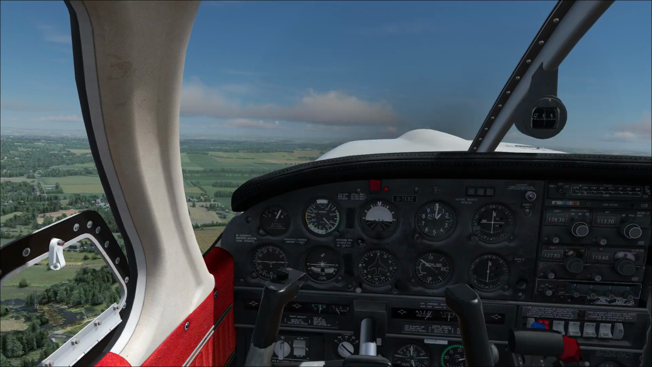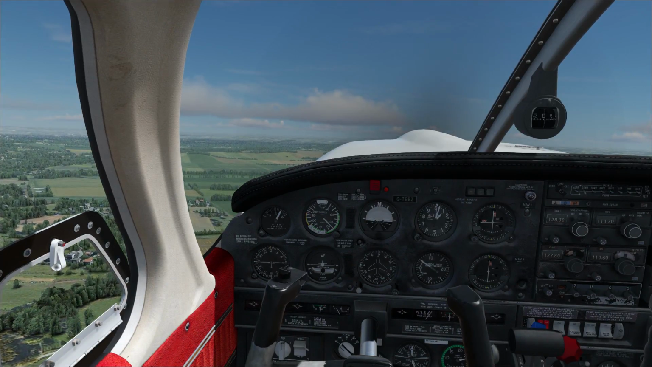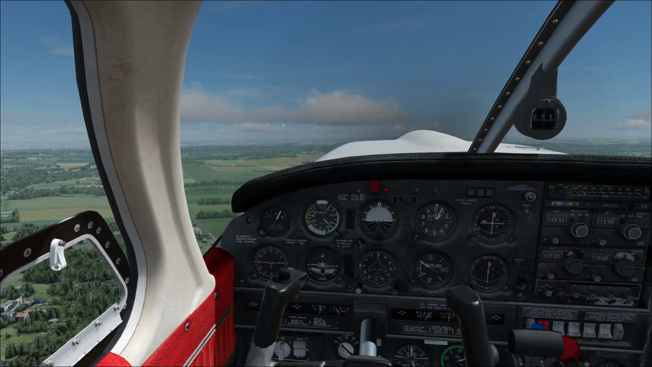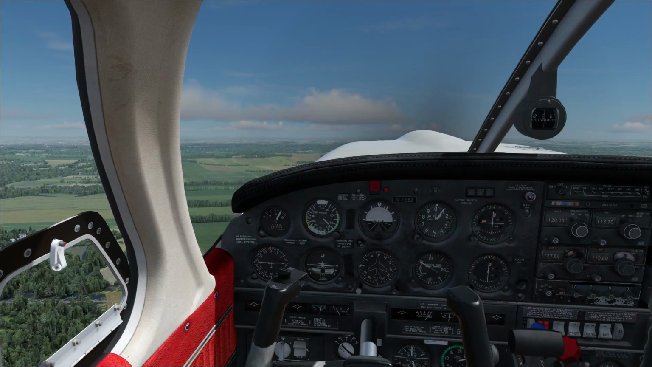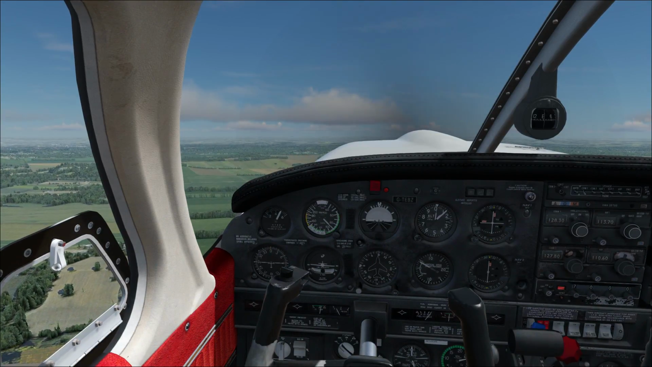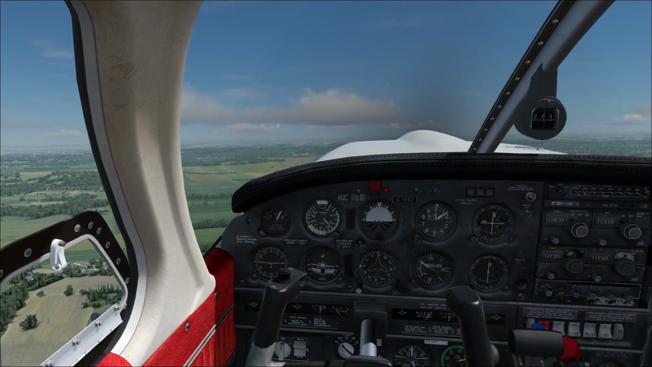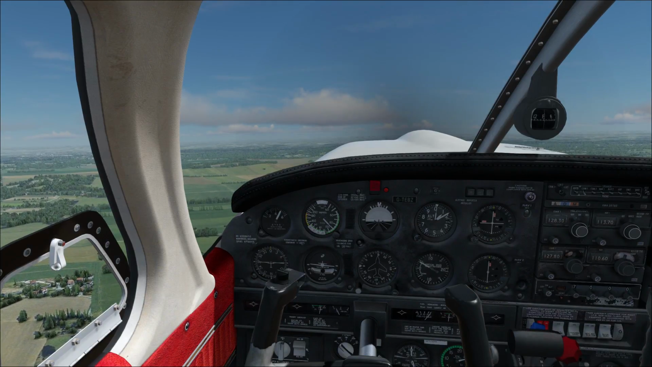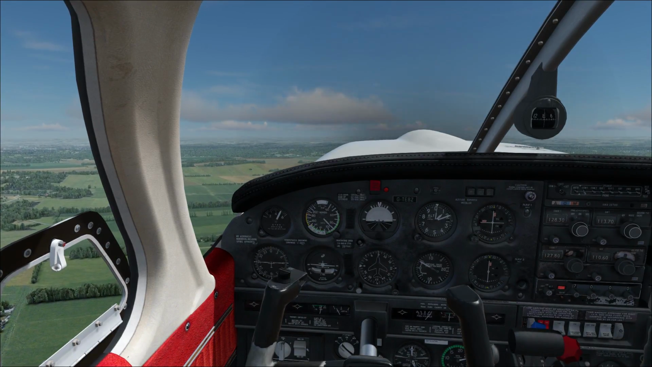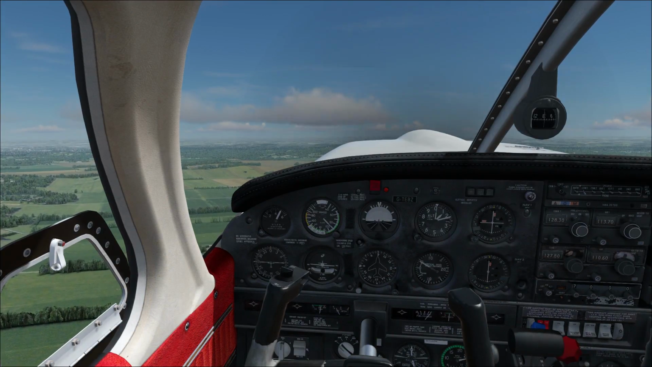That's trimmed. I haven't got my hands, I'm not pulling back on the yoke or anything. And that's exactly how we need to do it. We need to make sure that the aircraft is stable in climb or stable in flight. It just makes everything a lot easier. So, whilst we're climbing, I'm going to talk a little bit about turning an aircraft.